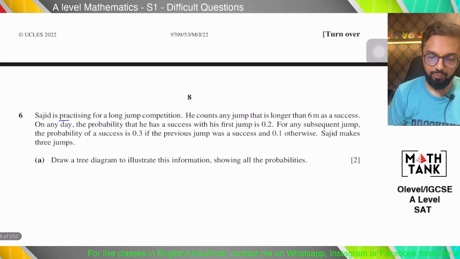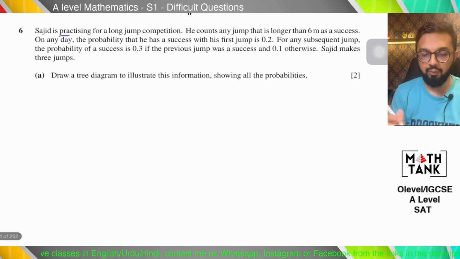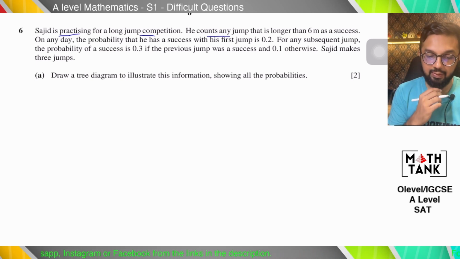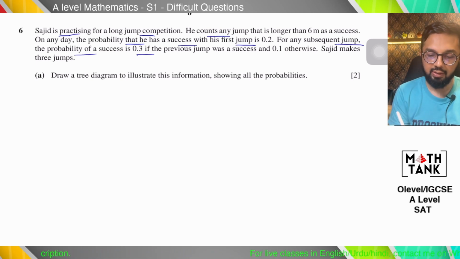This is from June 22, variant 5-3. So this is practicing for a long jump competition. He counts any jump that is longer than 6 meters a success. On any day, the probability that he has success with his first jump is 0.2. For any subsequent jump, the probability of success is 0.3 if the previous jump was a success, then 0.1 otherwise. So this makes 3 jumps.